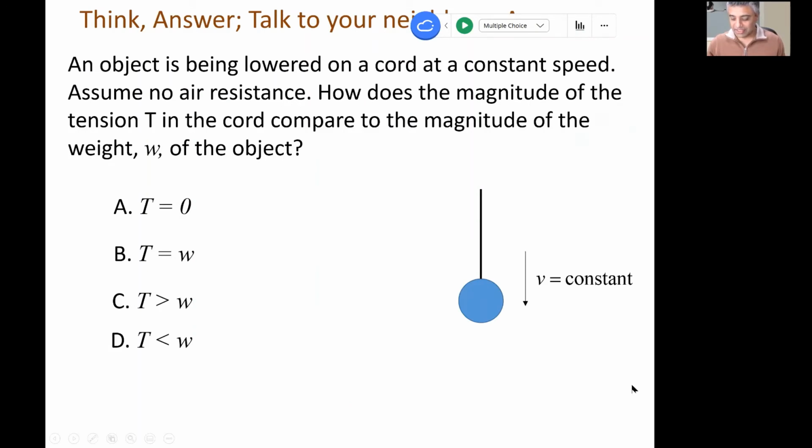Okay, so now here is a question for you guys, and notice it says to be constant. You have a minute to answer this.